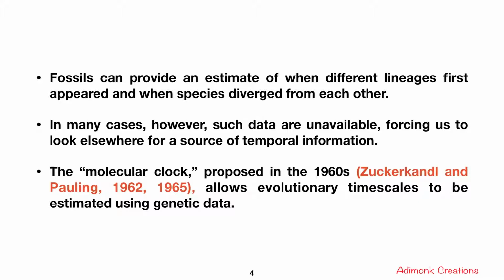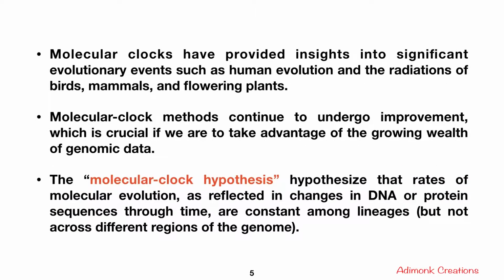The molecular clock, proposed during the 1960s by Zuckerkandl and Pauling, allows evolutionary timescales to be estimated using genetic data. Molecular clocks have provided insight into significant evolutionary events, such as human evolution and the radiations of birds, mammals and flowering plants. Molecular clock methods continue to undergo improvement, which is crucial if we are to take advantage of the growing wealth of genomic data.